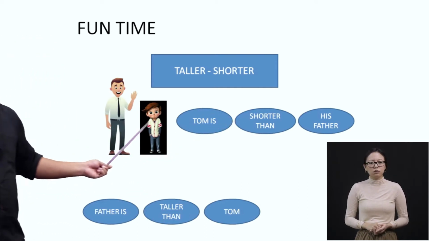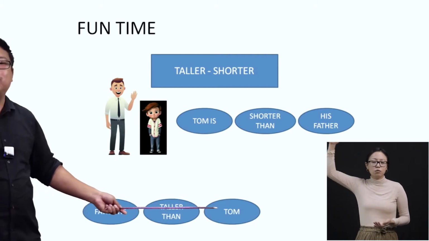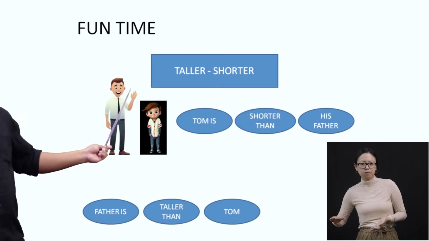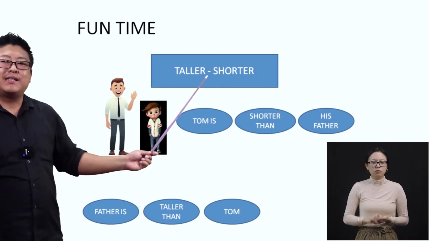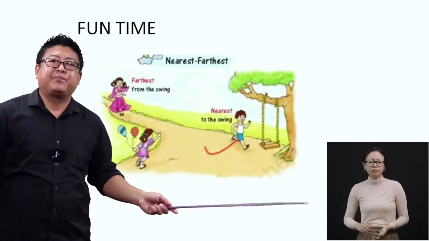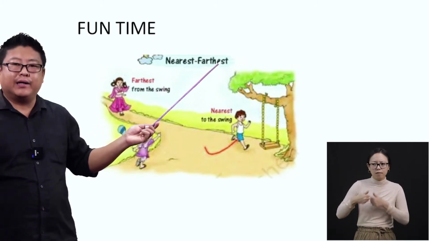We can also say that the father is taller than Tom, right? Because we can clearly see from the picture that the father is taller than Tom. So this is how you will use taller and shorter. All right, children? Now, we will learn about nearest and farthest.